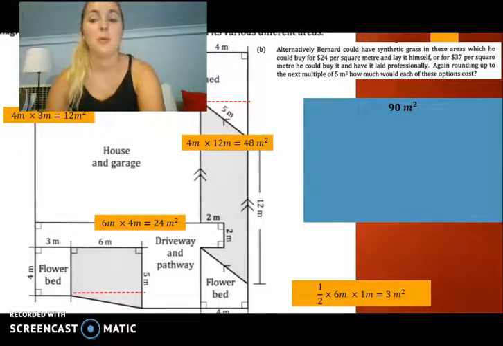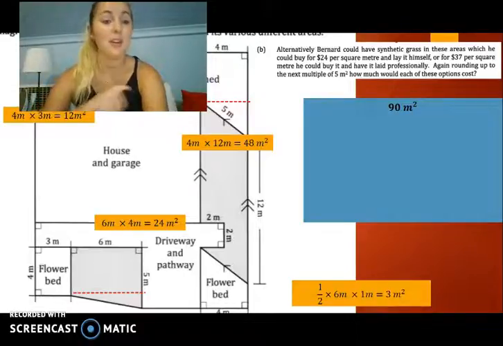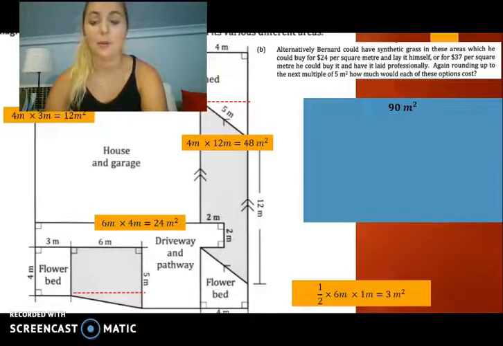So, in our example, we have 90 meters squared. I believe Professor Obi made this error.